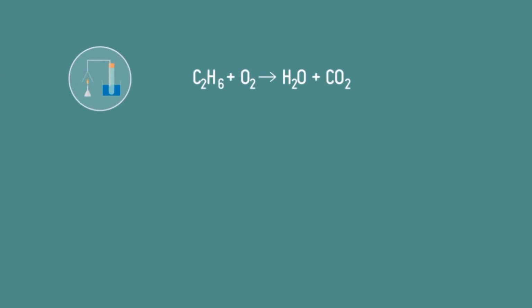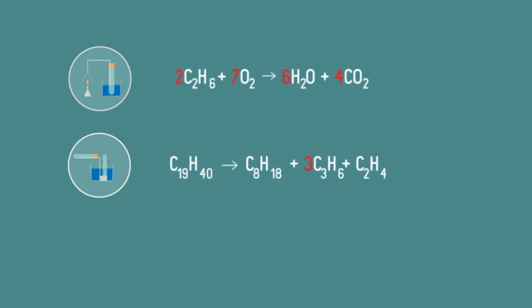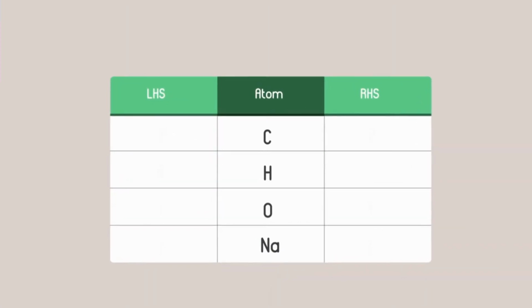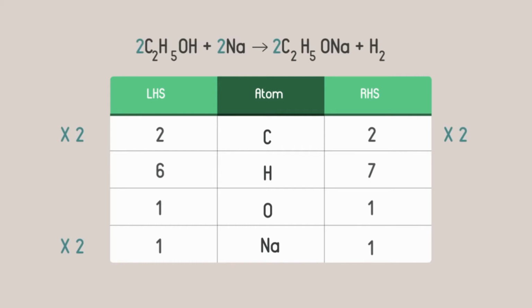Let's look at some reactions that come up elsewhere in chemistry. Can you balance these? Pause the video again and have a go. Now let's see the answers. Here they are. If you made a mistake, remember to redraw the whole table and count up the atoms every time you change the numbers at the front. Sometimes it takes a bit of trial and error.